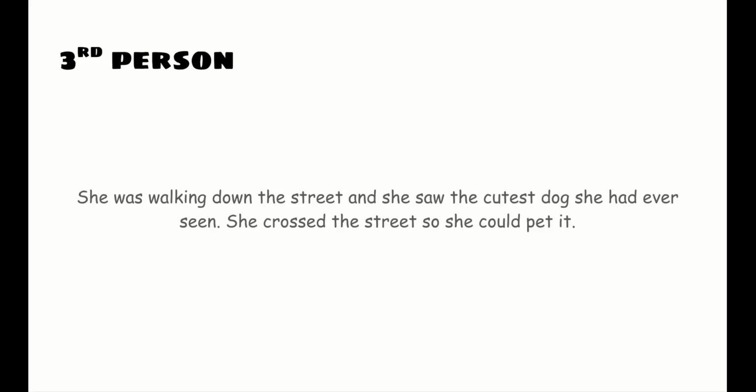You probably also know the term third person, which is when the narrator is talking about somebody else. So she was walking down the street and she saw the cutest dog she had ever seen. She crossed the street so she could pet it. In this example, the narrator is talking about she, some girl that we don't know who she is, but the narrator's not talking about themselves.